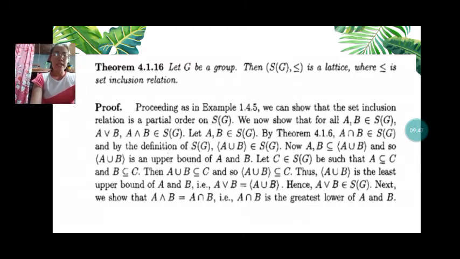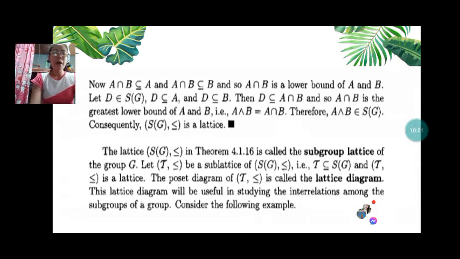Next, we show that A ∧ B is equal to A ∩ B, that is, A ∩ B is the greatest lower bound of A and B. Now, A ∩ B is a subset of A, and A ∩ B is a subset of B. And so, A ∩ B is a lower bound of A and B.